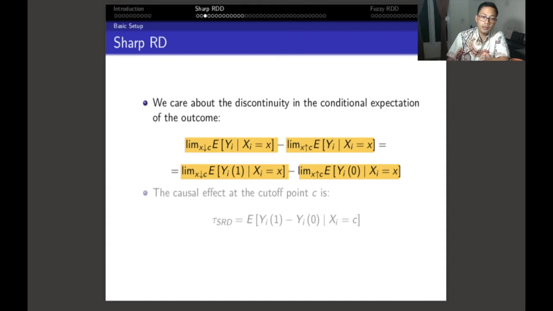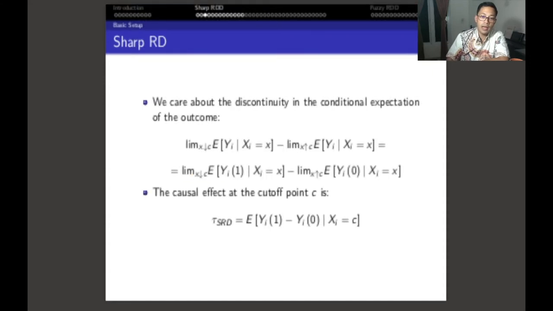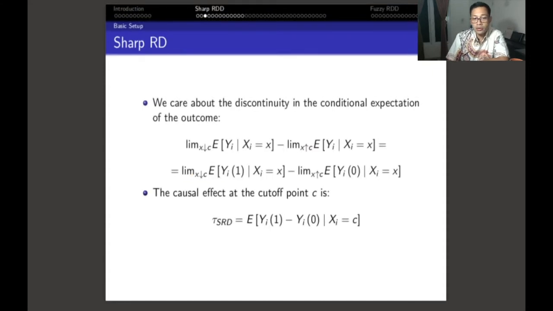So in this particular case, the causal effect at the cutoff point is going to be the expected difference in outcomes between those who received the treatment and those who did not receive the treatment, conditional on the running variable being equal to the cutoff point. So this is going to be the causal effect using the sharp regression discontinuity design.